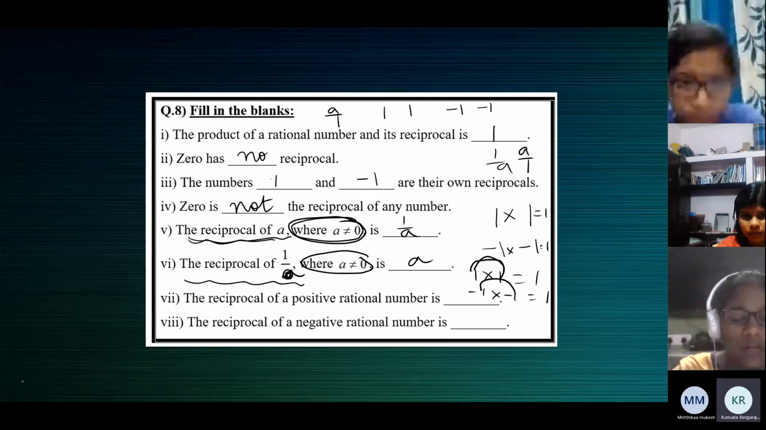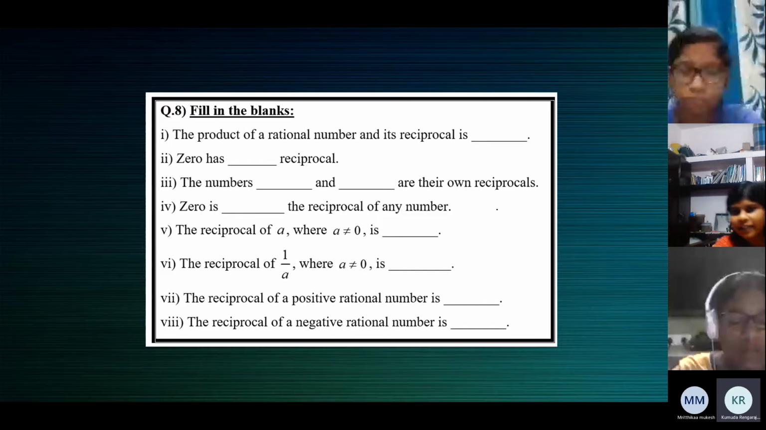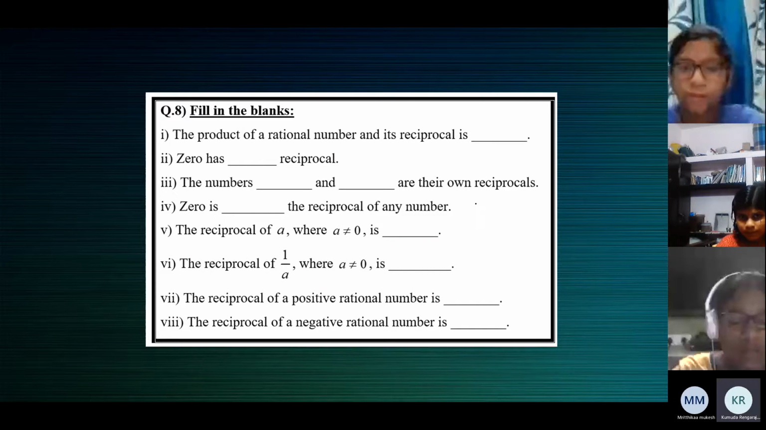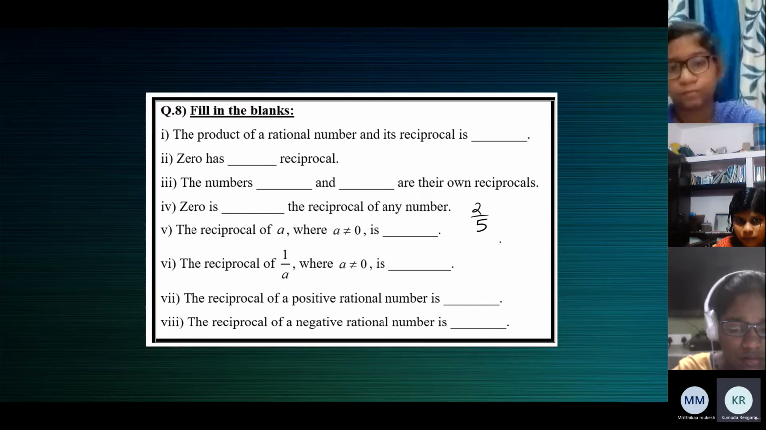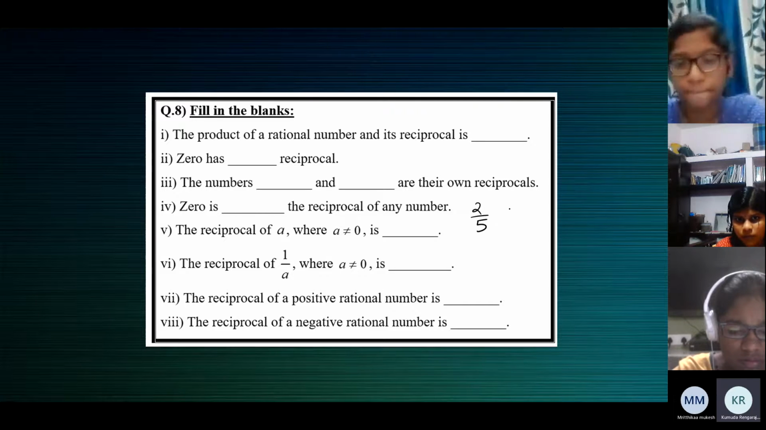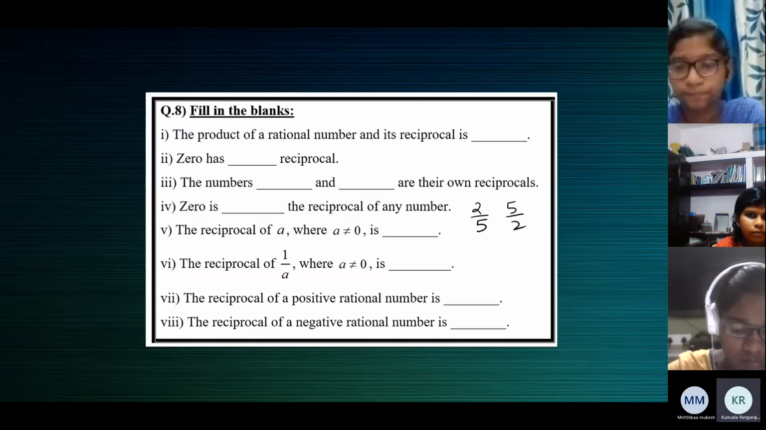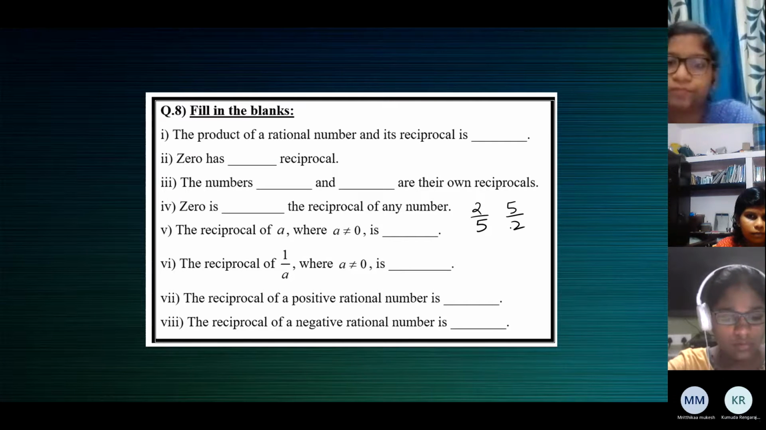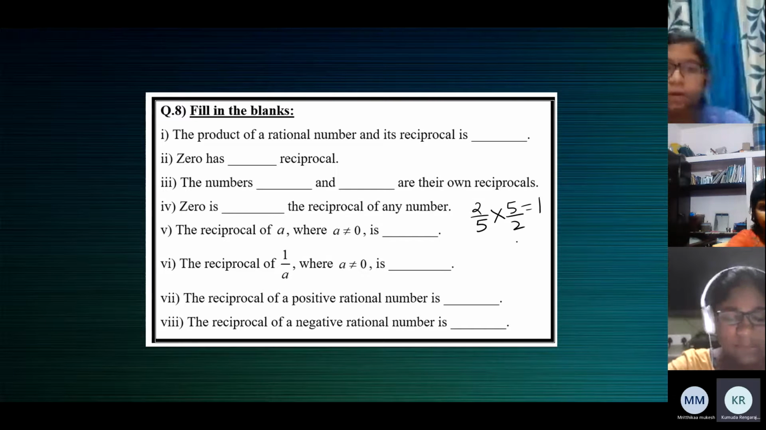The reciprocal of a positive rational number. Take a positive rational number, children. Okay, so 2 by 5 is a positive rational number. What is its reciprocal? 5 by 2. It's not minus 5 by 2. It is just 5 by 2, because the product of 2 by 5 and 5 by 2 is 1.